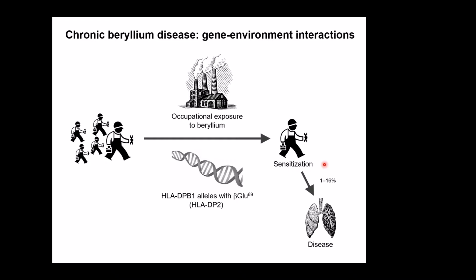It's been well appreciated now for greater than 2 decades that there's a very strong genetic component, or genetic association, to disease, and that's with the MHC class 2 molecule. These are HLA-DPB1 alleles that have a glutamic acid at the 69th position in the beta chain. And HLA-DP2 is the most common of those GLU69 containing alleles.